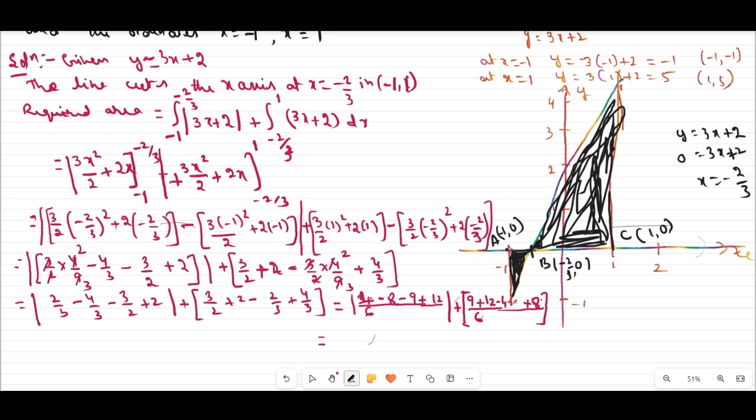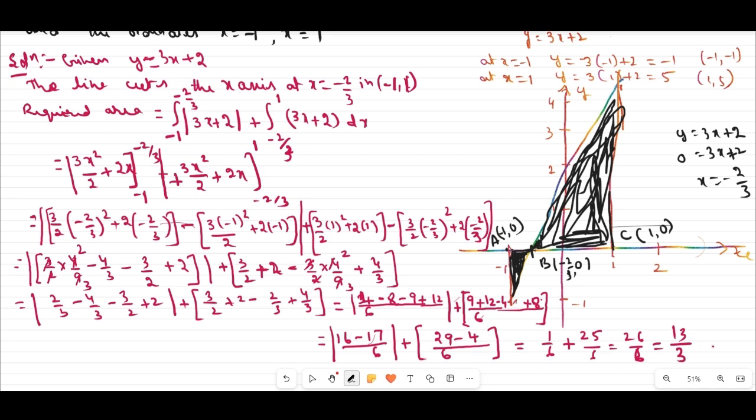12 plus 4, it is 16. So 16 minus 8 minus 9, it is minus 17 by 6, plus this is 6 is the LCM. 12 plus 9, it is 21. 21 plus 8, it is 29. 29 minus 4, so it is 1 by 6. Because it is modulus, we must consider only the positive value. 1 by 6 plus 25 by 6, it is 26 by 6. So if you divide, it becomes 13 by 3. 13 by 3 square units. So this is what actually the required answer for the given question.